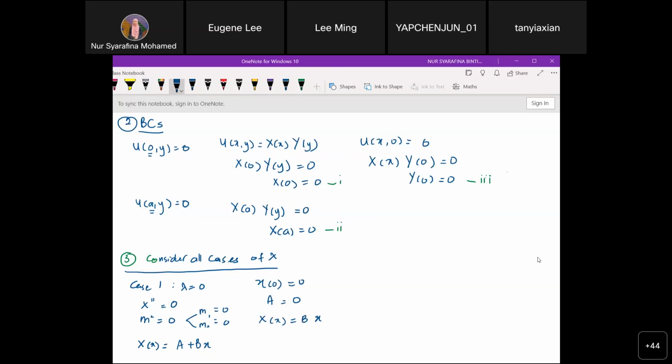Then apply the second condition when x equals a. So b equals 0. Then a and b are 0. So that will give you what? x equals 0. So we put no interest.